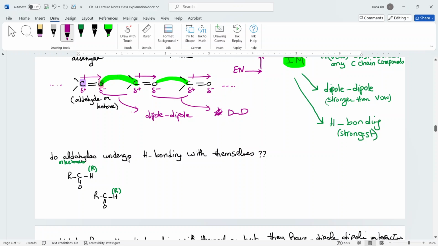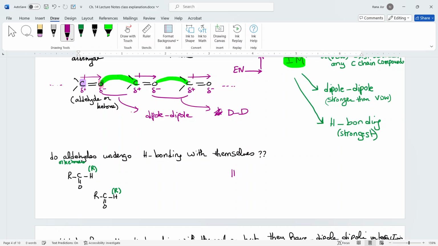Okay, so the question is, do aldehydes or ketones undergo hydrogen bonding with themselves? So in order to know this, when I say with themselves, then just go ahead and throw in two aldehyde molecules, put them next to each other, or two ketone molecules, put them next to each other, and check, do I have the condition of the hydrogen bonding satisfied?